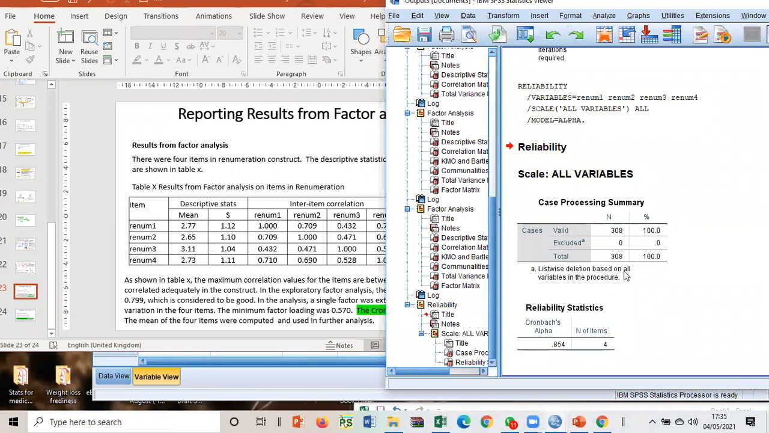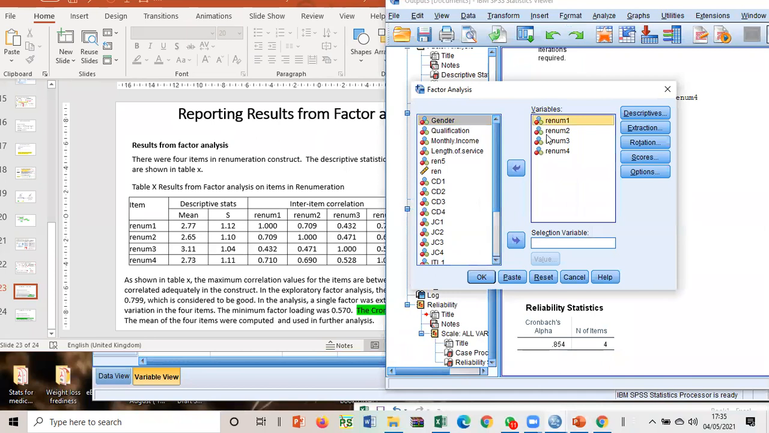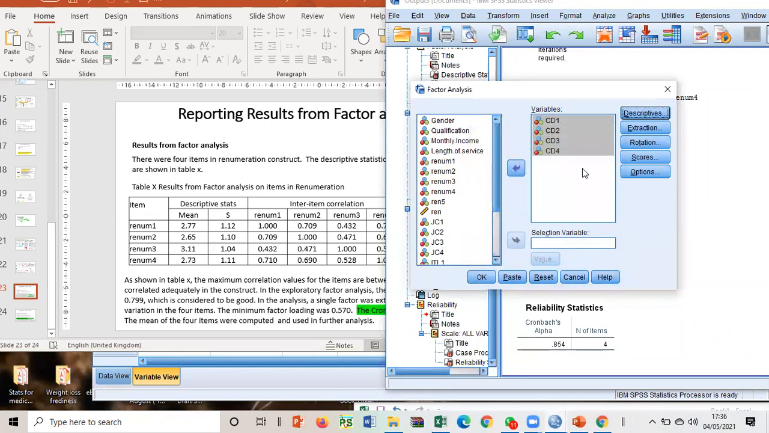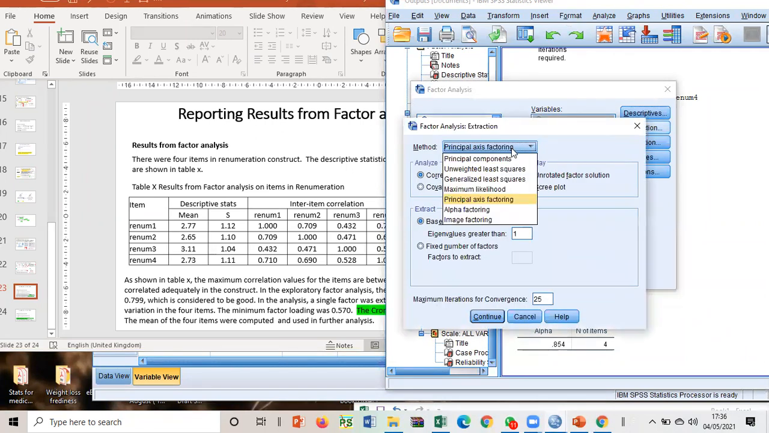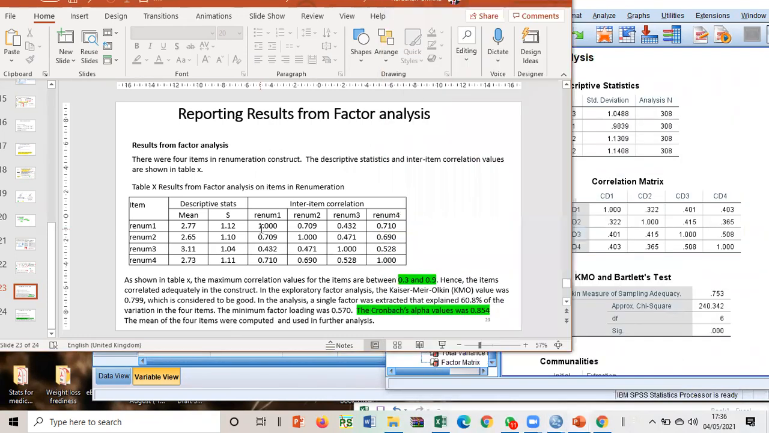Let's do number 2. Factor analysis. Let's take this out. Just bring in this variable. Descriptive, you already set. Extraction, make sure this is not principal component, this is formative indicator. Click OK. Okay, let's report this.